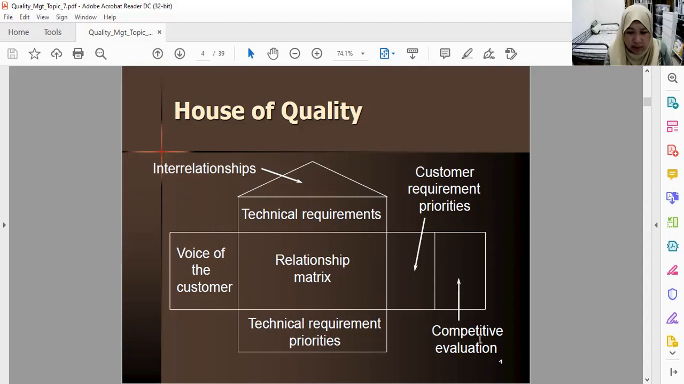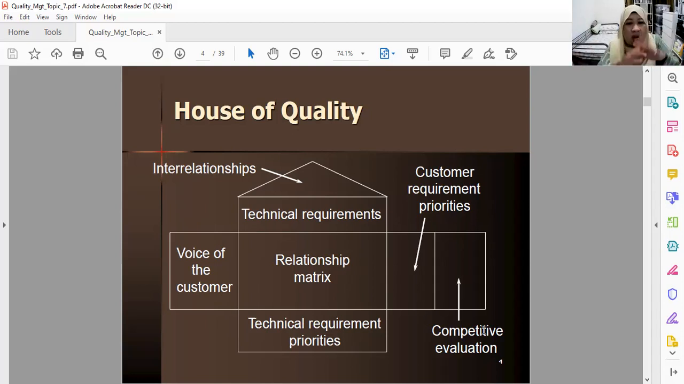Then we have the competitive evaluation, where you have to compete with other brand names and companies with the same products, the same invention and the same product development, and then you can compare with the other companies.